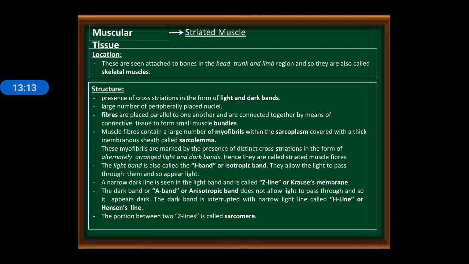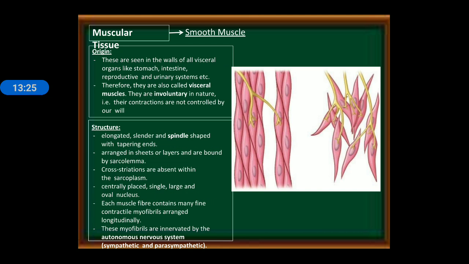Striated muscles are seen to be attached to the bones. They are mainly under voluntary control. Next, smooth muscles are present in smooth organs like the stomach, intestine, and the reproductive and urinary systems. They are involuntary in nature.